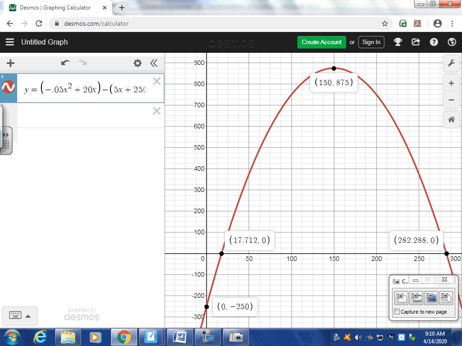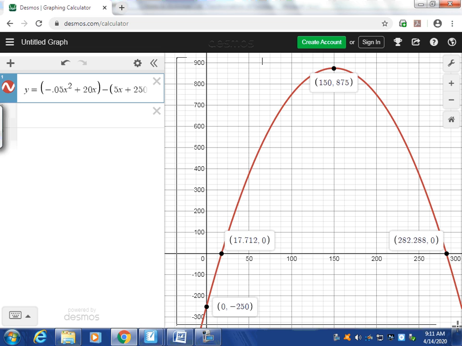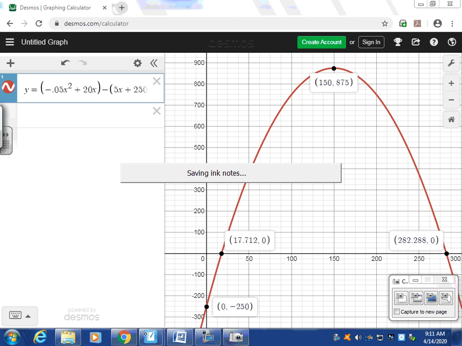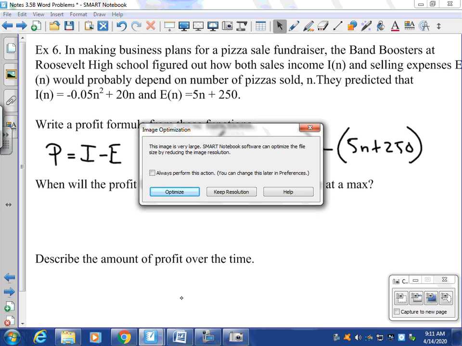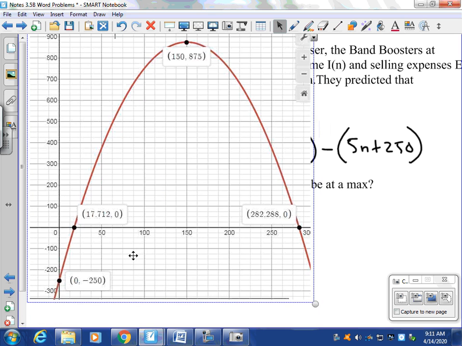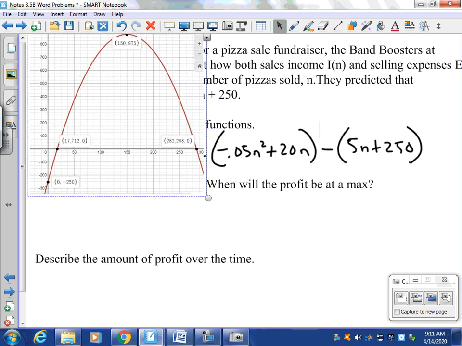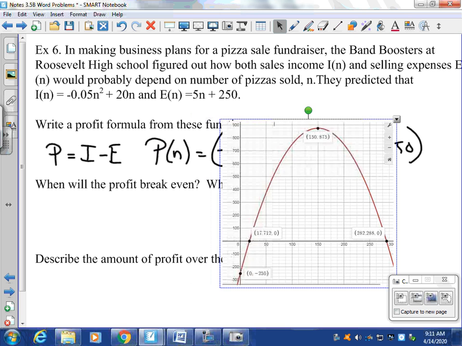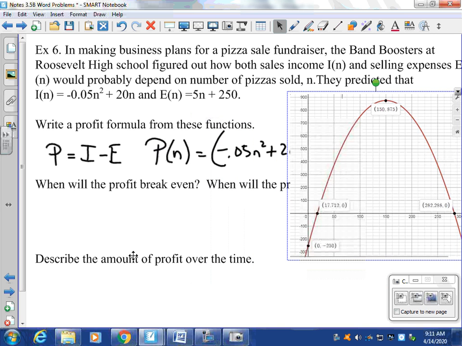So, for example, if I describe this whole graph in terms of my problems, let me take a picture of it so I get all these points and bring it back over. All right, now let me make it a little bit smaller so we can see it. All right, so let's start with the first question. When will profit break even? So when is the profit 0?